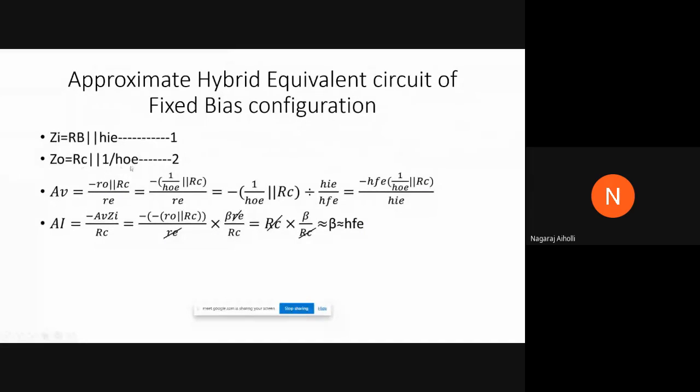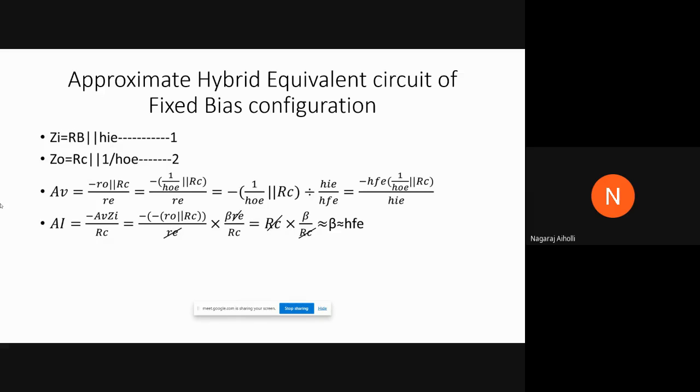Both are the same. Then the gain equation AV is given by minus R0 parallel RC by RE. This is taken from the analysis that we did, right? That is the gain equation from the AC analysis, whatever we did, and from that we have taken this gain equation. We are not deriving that once again.